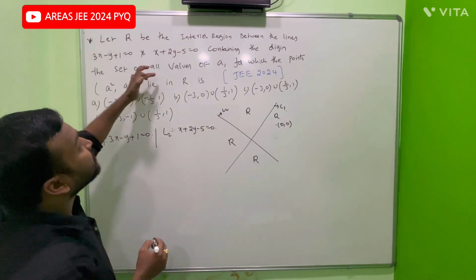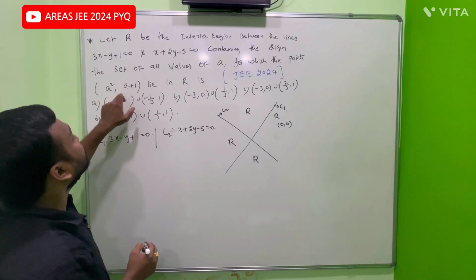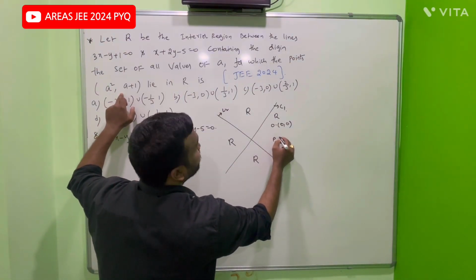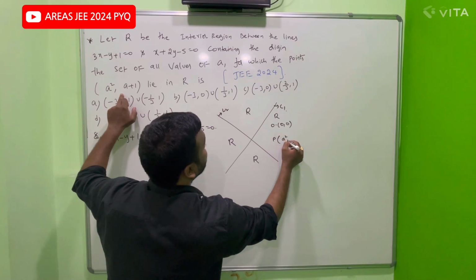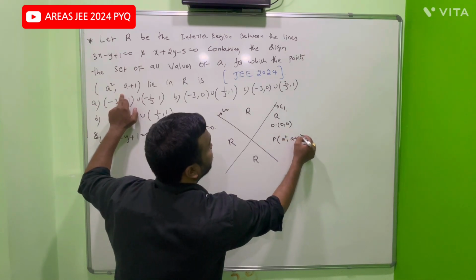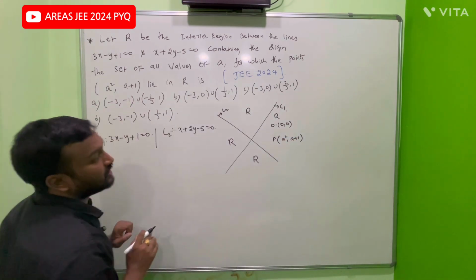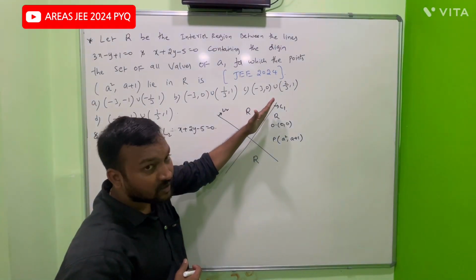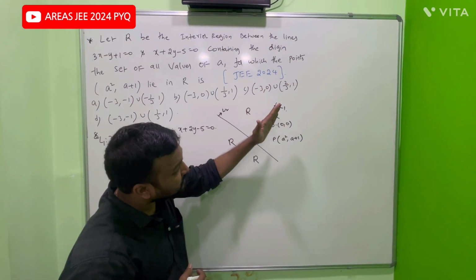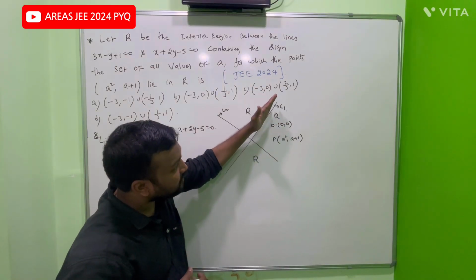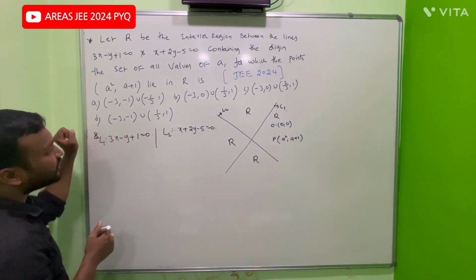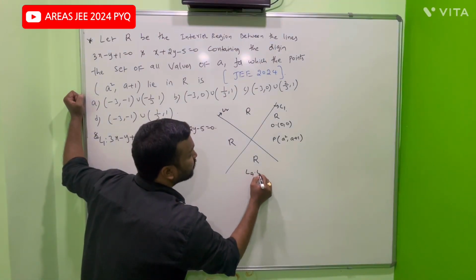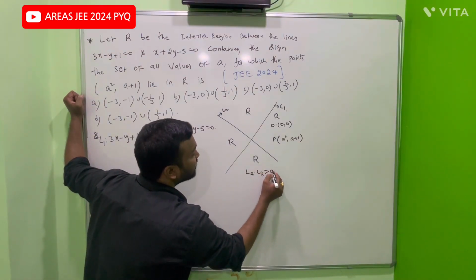Next, the set of all values of A for which the points. Here I am taking one point, suppose this is the origin and this is the point P, A square comma A plus 1. So what is the range of values of A asked in the question? We know that for a line, if 2 points are on the same side of the line, the condition is L_A into L_B greater than 0.